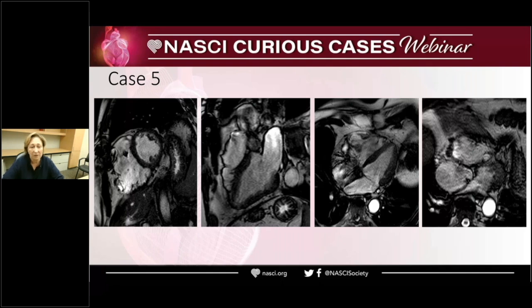Do you know ARVC and ARVD? These are the same conditions. However, why do we use the term ARVC now? I think ARVD is the old term. D stands for dysplasia, and ARVC is a newer term, cardiomyopathy. I think it's believed that dysplasia is not the etiology, so they changed the name to ARVC.